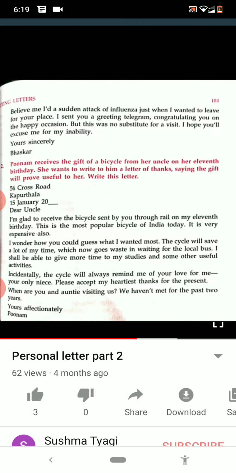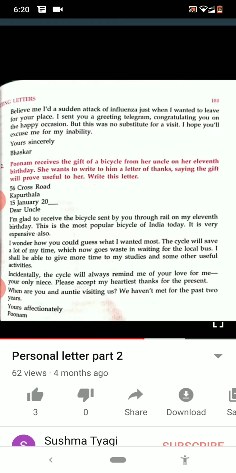Please accept my heartiest thanks for the present. Will you and Auntie be visiting us? We haven't met for the past 2 years. And at the bottom it is: Yours affectionately, Poonam. Yours lovingly also we can write. So yours lovingly, yours affectionately, either way you can write, they both are correct.